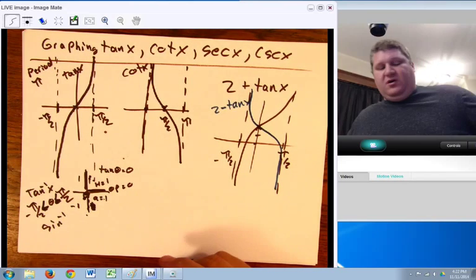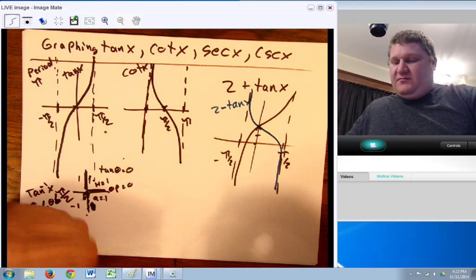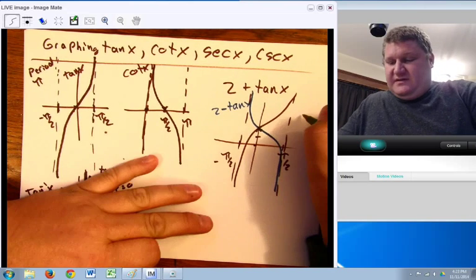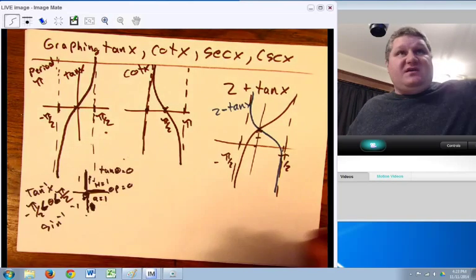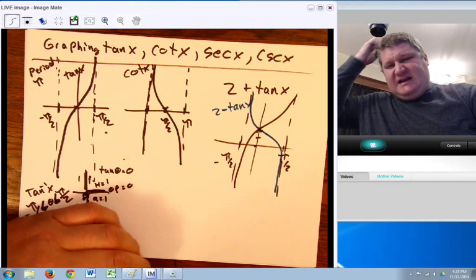If we were to put some sort of number in front of tangent, we can change the amplitude of tangent. That's not that challenging. The problem is when you change the amplitude of tangent, it's actually hard to plot.